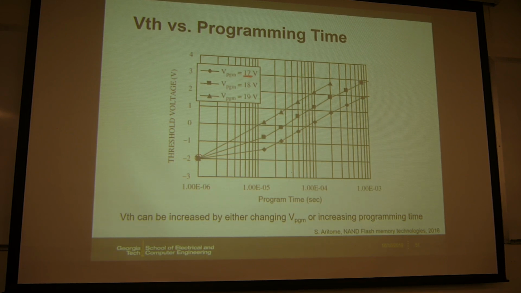Initially, this is the erased state. You have a negative threshold voltage, and then you can vary the programming time. Then the VTH will gradually increase, because more electrons are injected. Of course, you can also tune the programming voltage: with a larger voltage at the same time, the increase is higher. So this is the VTH tuning by tuning the programming conditions, like voltage and time.